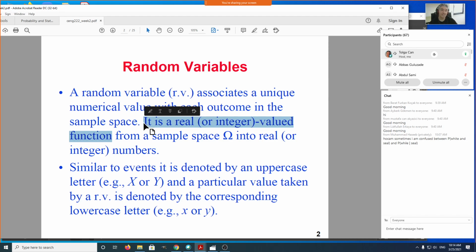Each outcome is uniquely mapped because it's a function. Every outcome is uniquely mapped to a number. An outcome cannot be both 1 and 0 at the same time. When you look at a specific outcome, for example, head, tail, head, what is the result? 2. Head, head, head, what is the value of the random variable? 3. Tail, tail, tail, what is the value of the random variable? 0. So when you toss the coin 3 times, and you define this random variable as the number of heads in my 3 coin tosses, then this random variable can get 0, 1, 2, or 3.